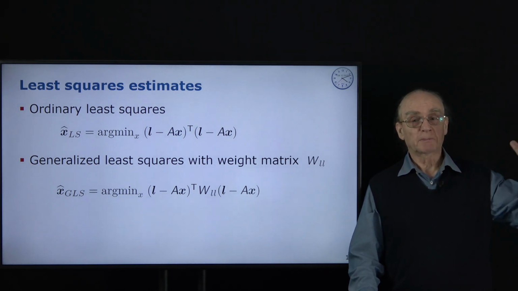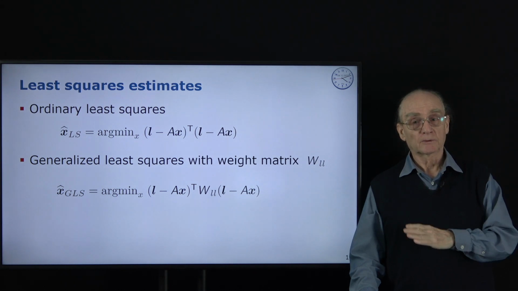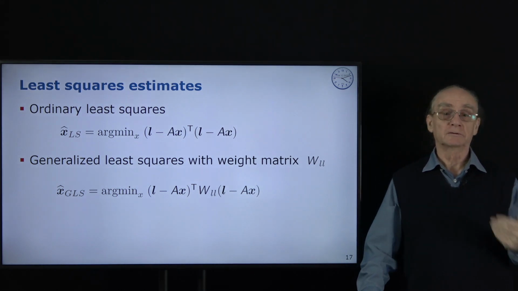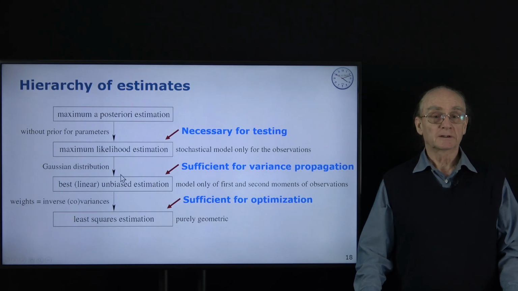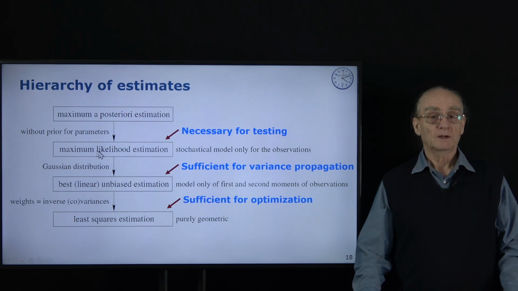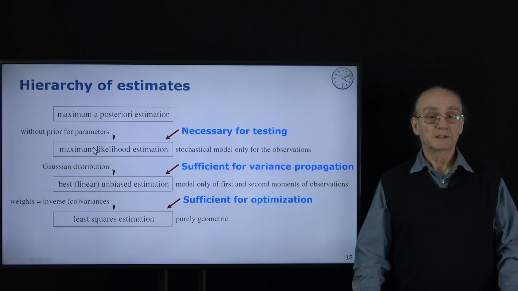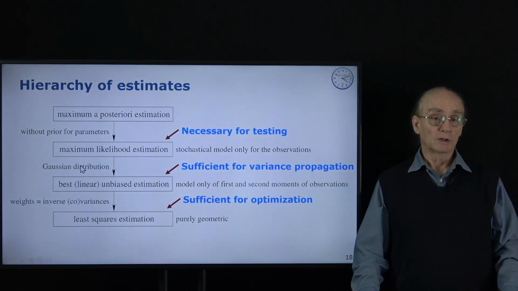So what you have seen, we have specialized the original estimation problem such that at the end, with all these conditions, we arrive at ordinary least squares. So this leads to a hierarchy of estimates. So we have here the maximum a posteriori estimation, the maximum likelihood estimation, the best linear unbiased estimation, and the least squares estimation. We come from here to here, from the Bayesian estimation to the maximum likelihood estimation if we don't have priors. We come from here to the best linear unbiased estimation by assuming that we have a linear model, A times X, and we have a Gaussian distribution.